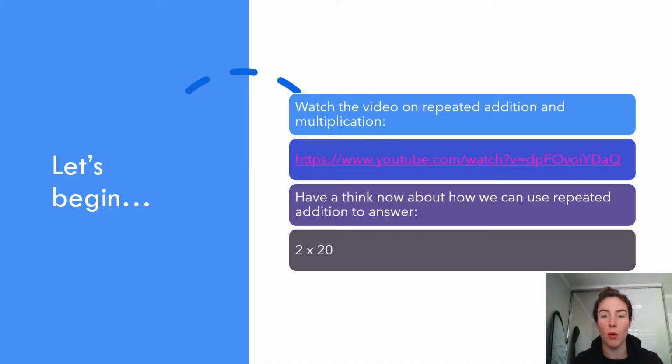Just to start off with, what we're going to do is have a reminder of what repeated addition is. So you can click the YouTube link here, and if you can't click it from the video, you can click it from the PDF version of this video, which you can find on our Google Classroom in week 4 maths. If you click that link and watch the video, it's reminding us what repeated addition is and how we're going to use that to help us with our multiplication today. And after you've watched the video, what I want you to think about is answering that question there. What is 2 times 20 and how would that look as repeated addition?